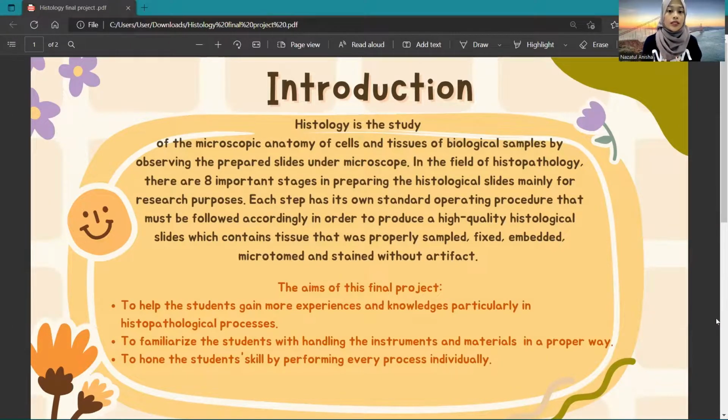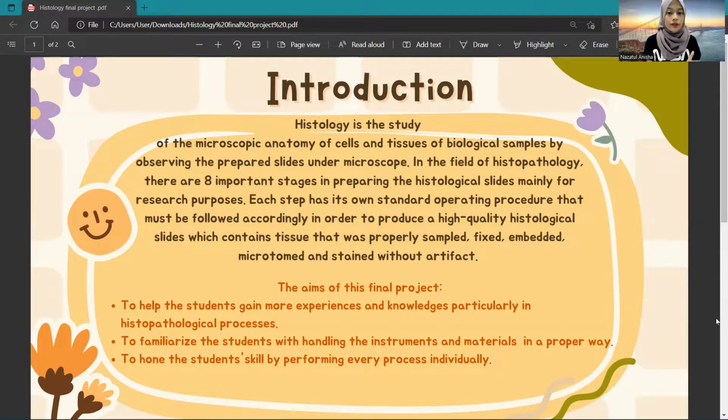So, histology is the study of the microscopic anatomy of cells and tissues of biological samples by observing the prepared slides under a microscope. In the field of histopathology, there are 8 important stages in preparing the histological slides, mainly for research purposes. Each step has its own standard operating procedure that must be followed accordingly in order to produce high-quality histological slides, which contain tissue that was properly sampled, fixed, embedded, microtomed, and stained without artifact.